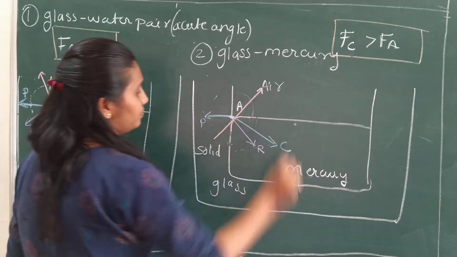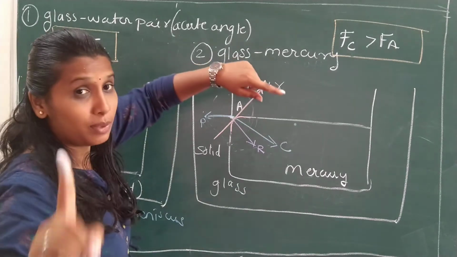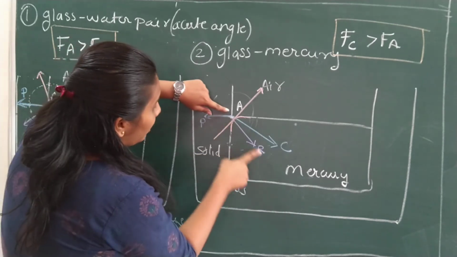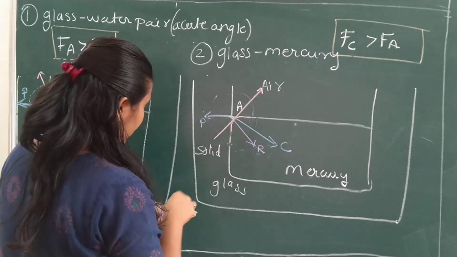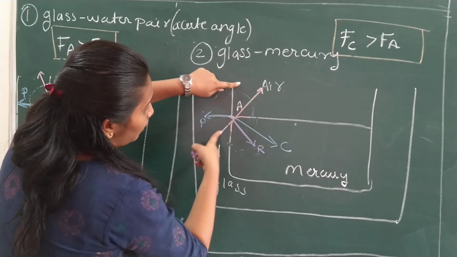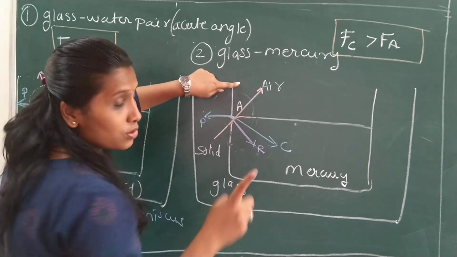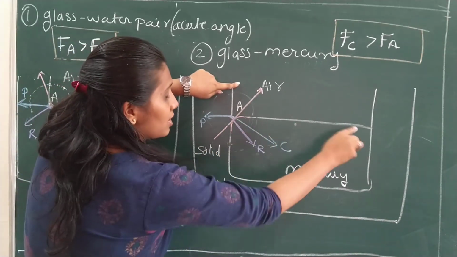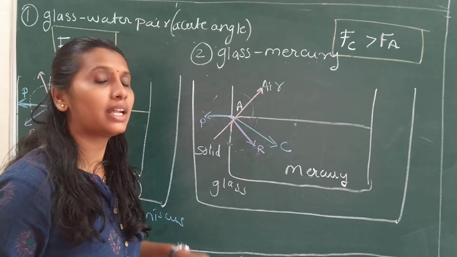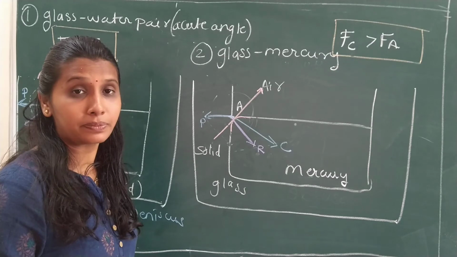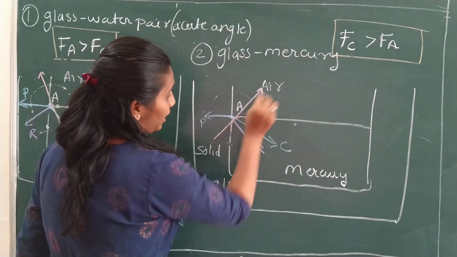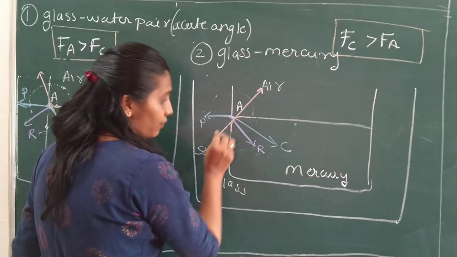in this way. And obviously, for a stable equilibrium liquid surface, this AR component should be perpendicular or normal to your tangent. If it is so, then only you can say the molecules on the surface are in a stable equilibrium state. So to make a liquid surface stable, this AR component should be normal to the tangent which is drawn on the surface of your liquid.